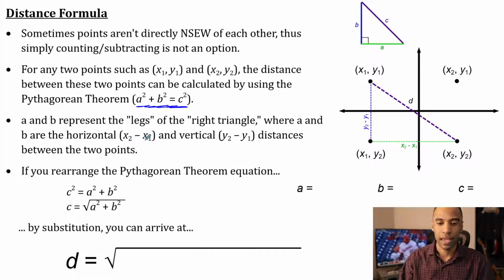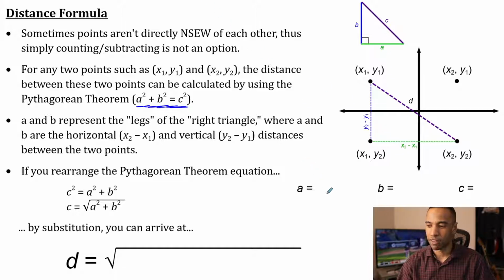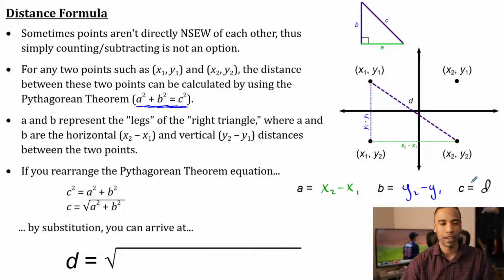Anyway, x2 minus x1 and y2 minus y1 are the distances between your x's and your y's. So if you see that a is this horizontal distance here, treat a like x2 minus x1, for Pythagorean theorem's sake. And then b is like the distance between the y's, which is y2 minus y1. And c is like this d right here. We don't know that actual distance d yet. We're going to try and find it out.